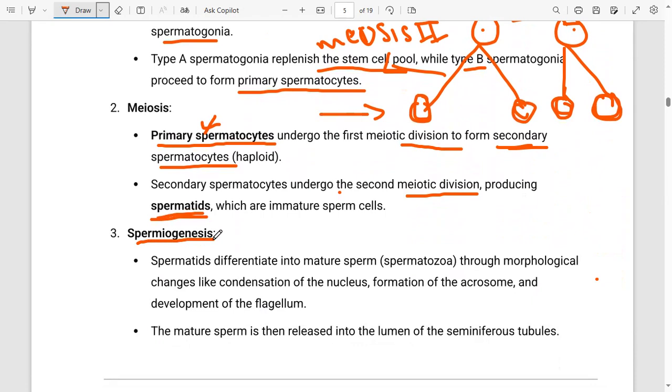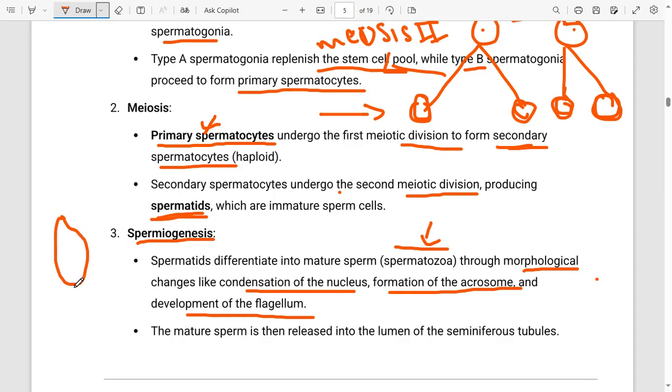So this spermiogenesis is just the process that these spermatids undergo in order to mature and to become the spermatozoa. Spermatozoa is the mature sperm. So how does it mature? Through morphological changes like the condensation of the nucleus, formation of the acrosome, and development of the flagellum for swimming. So for this sperm to swim, you have something like that.